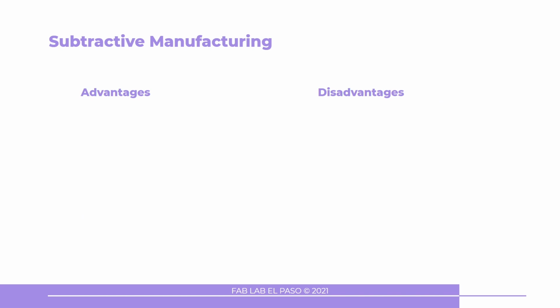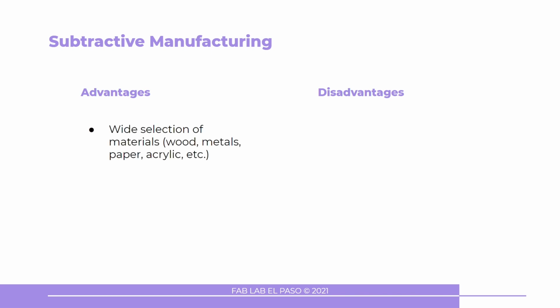The CNC machine and laser cutter use the process of subtractive manufacturing, meaning that the machines will cut, drill, and remove material from the design. Keeping this in mind, let's discuss some advantages and disadvantages of this process.